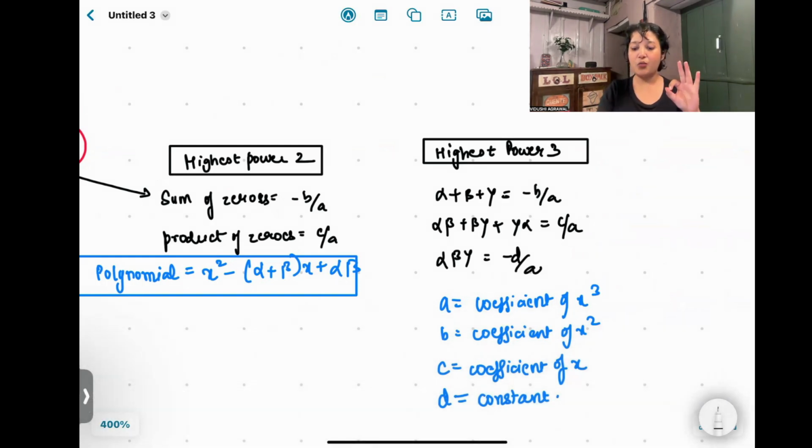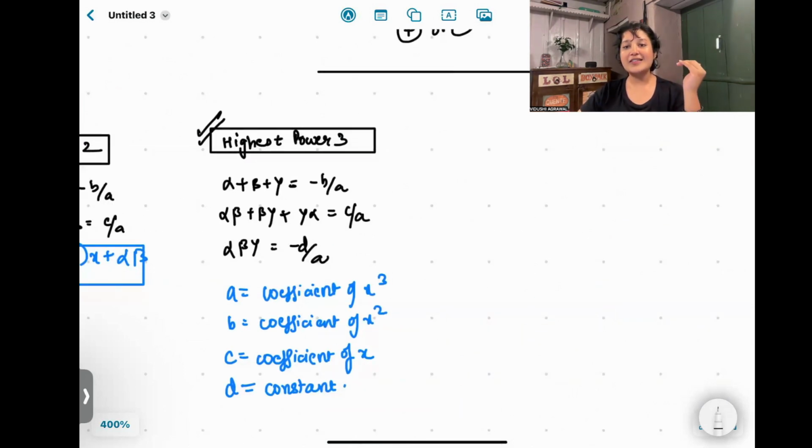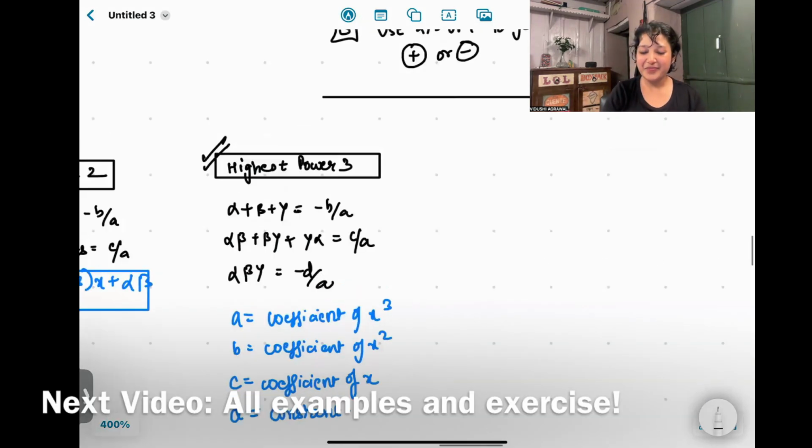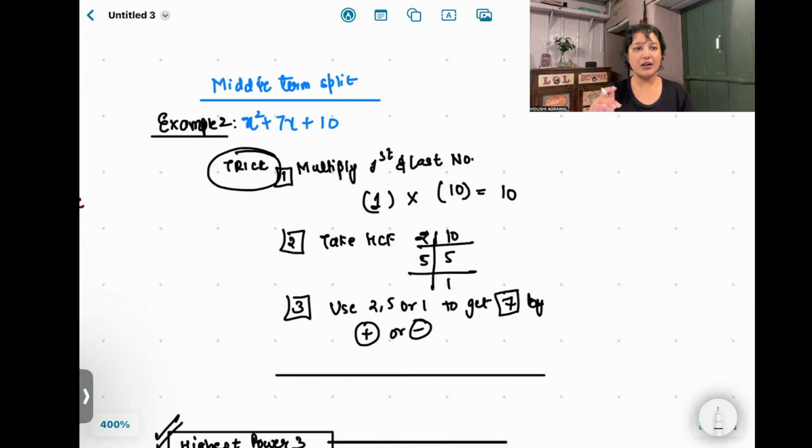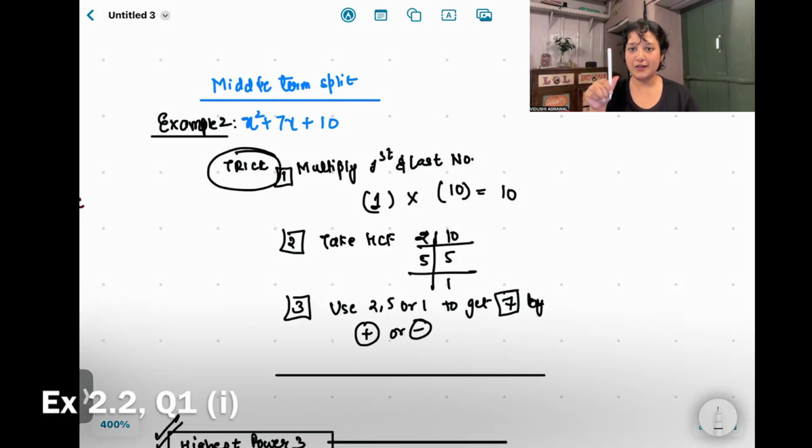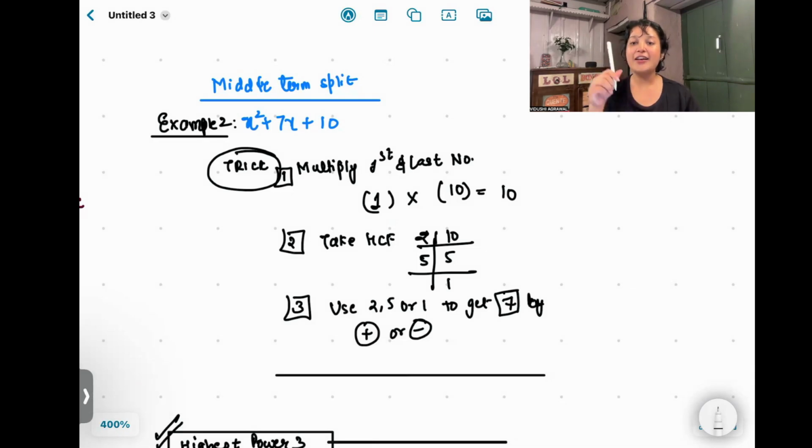Second, if we are having three values, where the highest power is 3, I'll explain. So alpha plus beta plus gamma equals minus b upon a. Alpha beta plus beta gamma plus gamma alpha equals c upon a. And alpha beta gamma equals minus d upon a. If you want details of this, example number 5, next video. And we will see the middle term split. We're going to cover this in our video with the one question given in the second assignment.